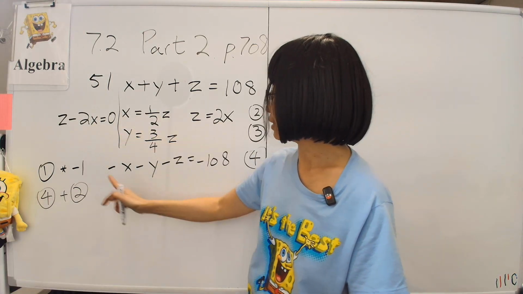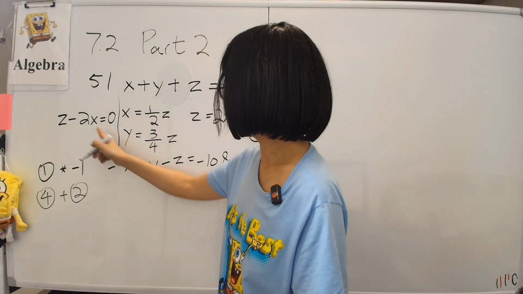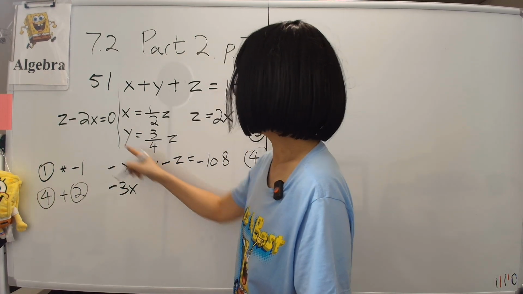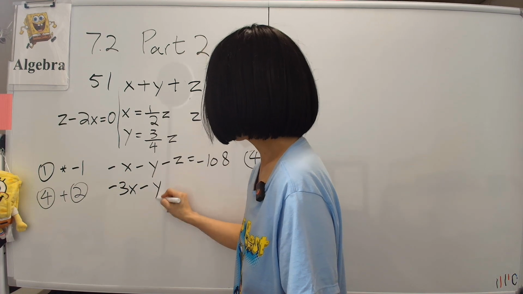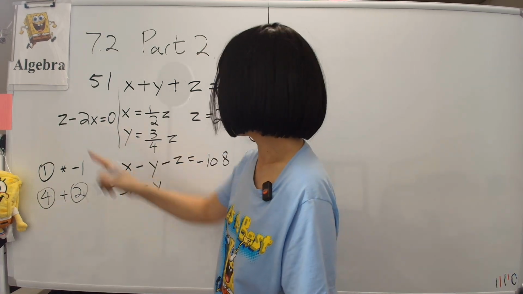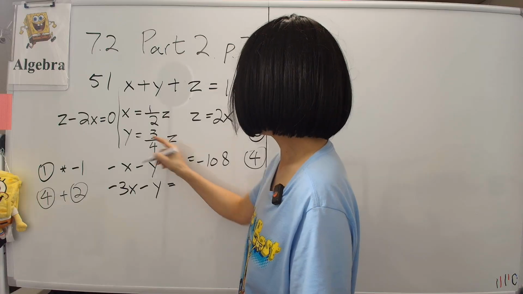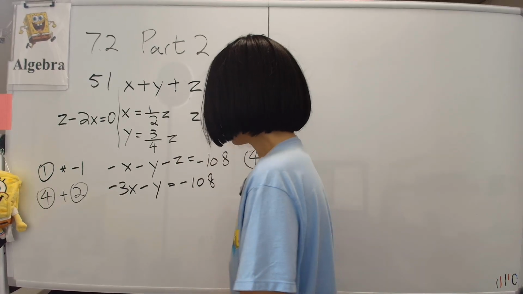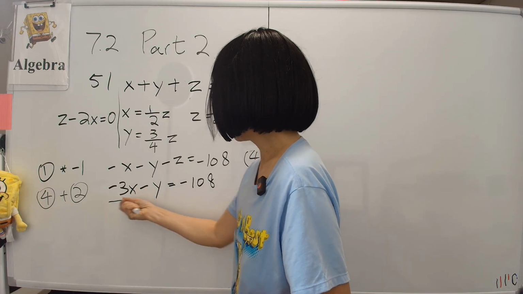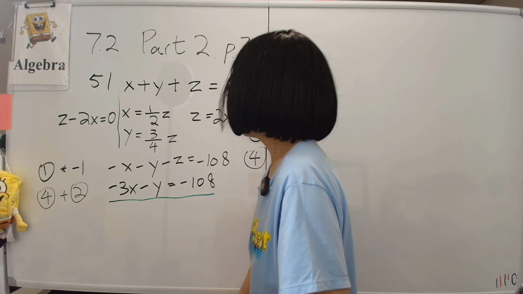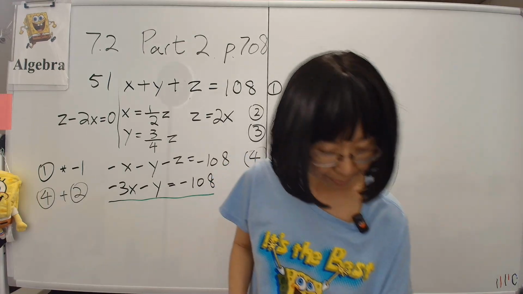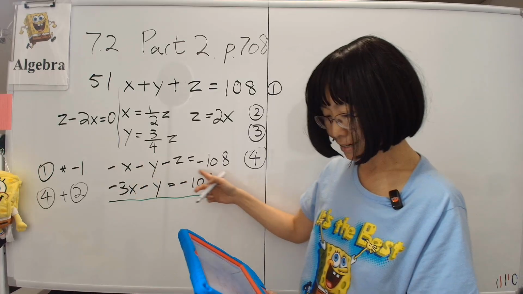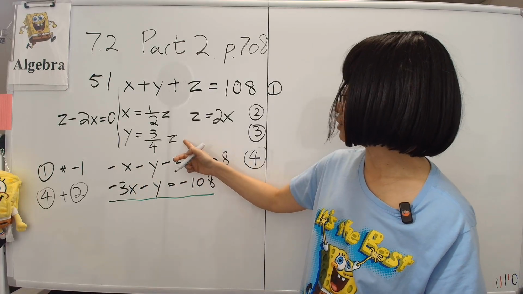So we add: minus x minus 2x is minus 3x, and there's no y there, so minus y, and then minus z plus z is 0, and that equals negative 108. Okay, so that's our first equation with only 2 variables in it. I'll underline that. Next, we take equation 1 times minus 1. We already did that, and then we'll add it to equation 3.